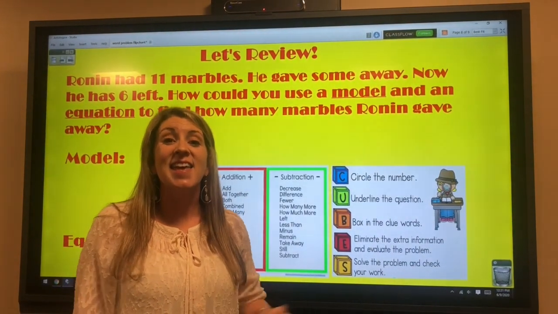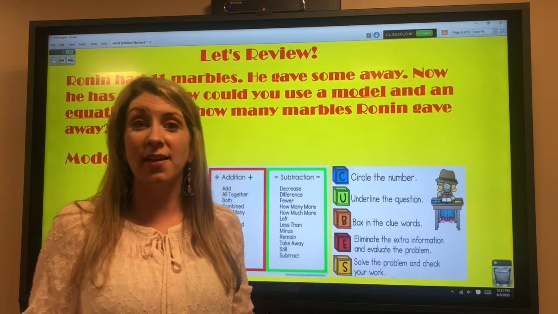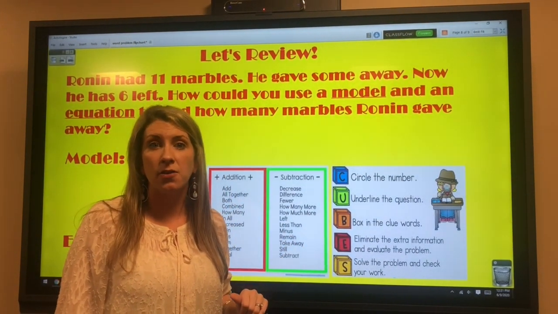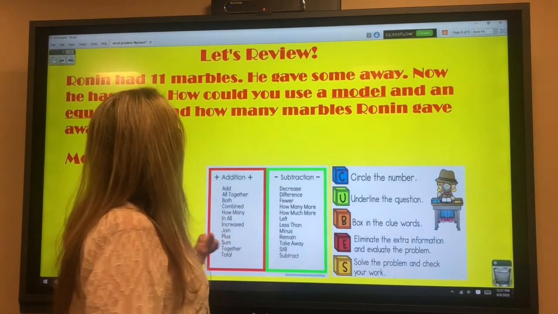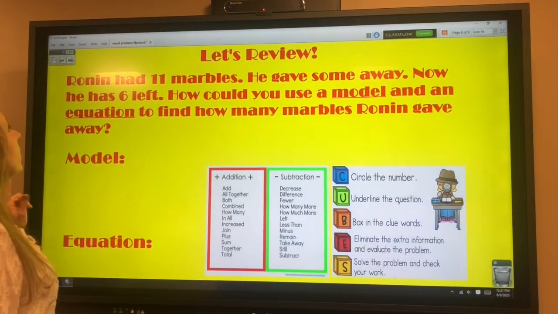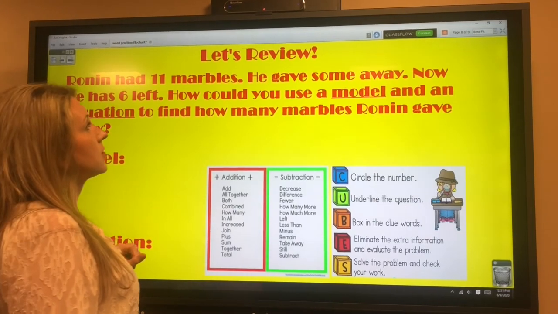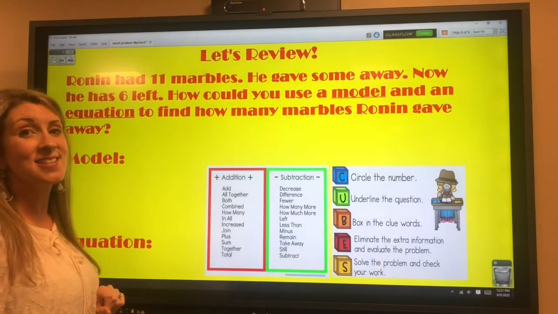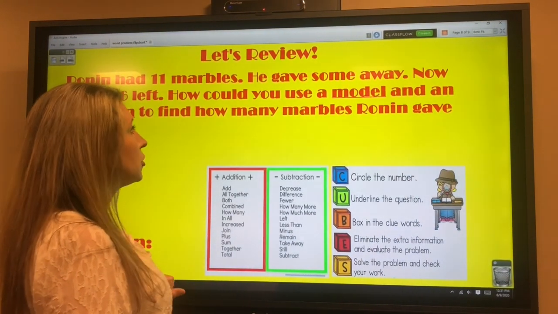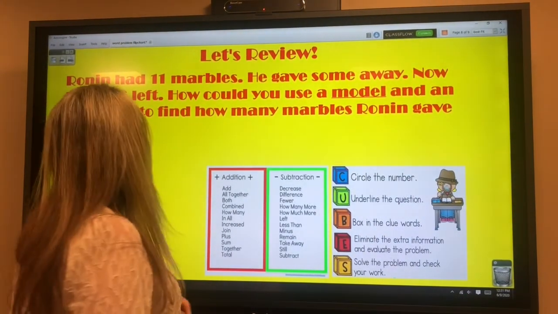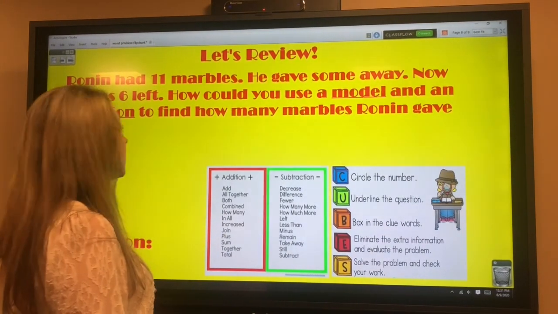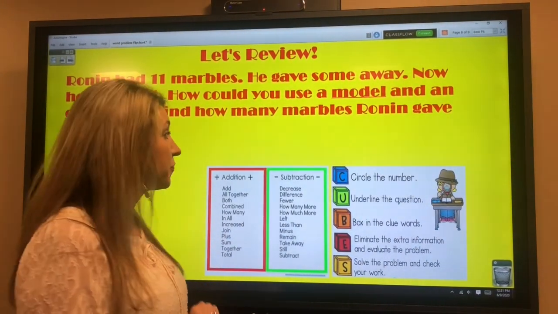Okay guys, now that you've practiced with your friend, now we're going to review over this problem together. So let's see what you got. Ronan had 11 marbles. He gave some away. Now he has 6 left. How could you use a model and an equation to find how many marbles Ronan gave away?